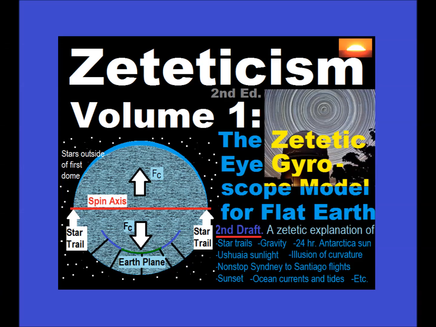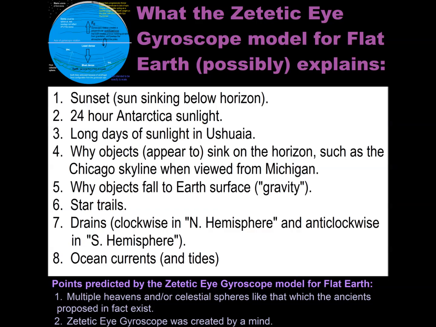Volume 1 of the Zeteticism series, the Zetetic Eye Gyroscope. This is the second edition of Volume 1. The first edition is currently being redone and will appear as a later volume of the Zeteticism series titled The Sunset. In the first part of this documentary, I will describe the Zetetic Eye model, showing why it is a possible explanation for the flat Earth system.